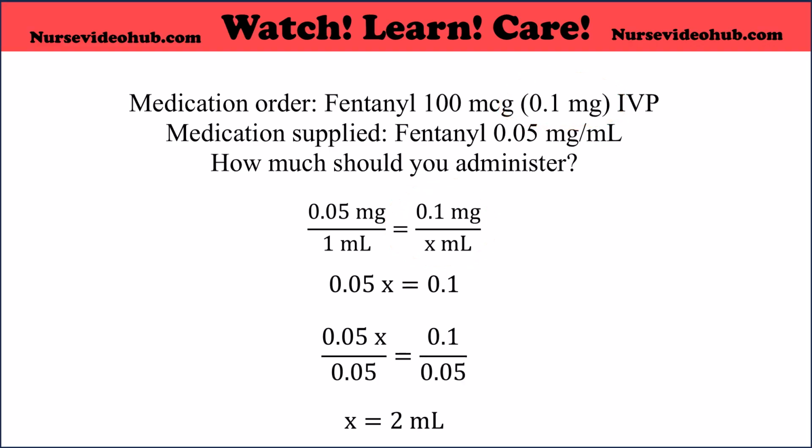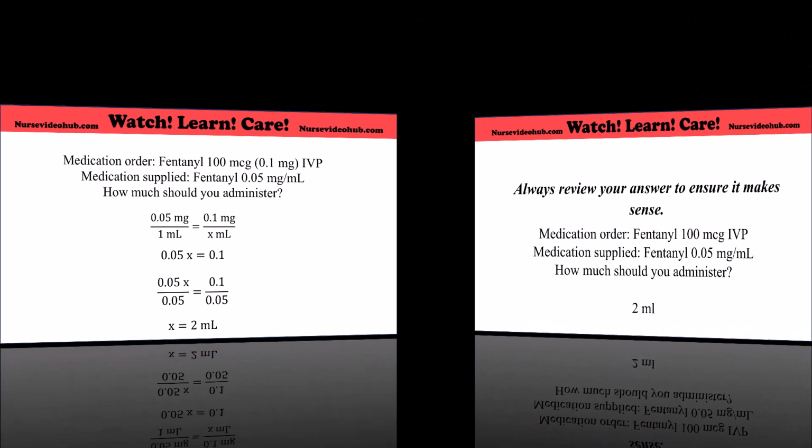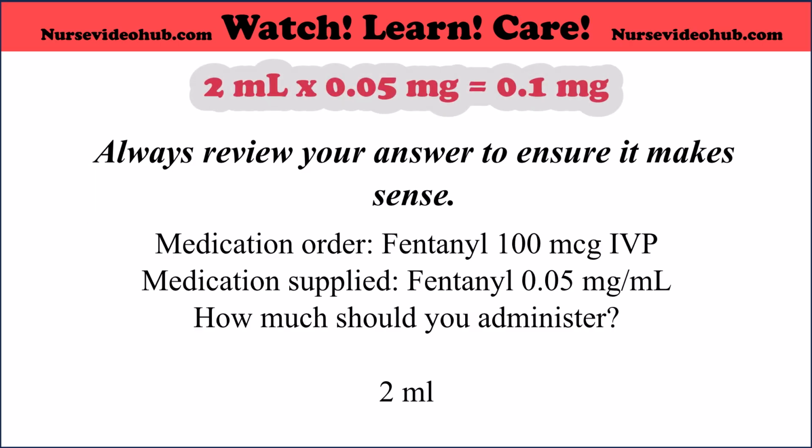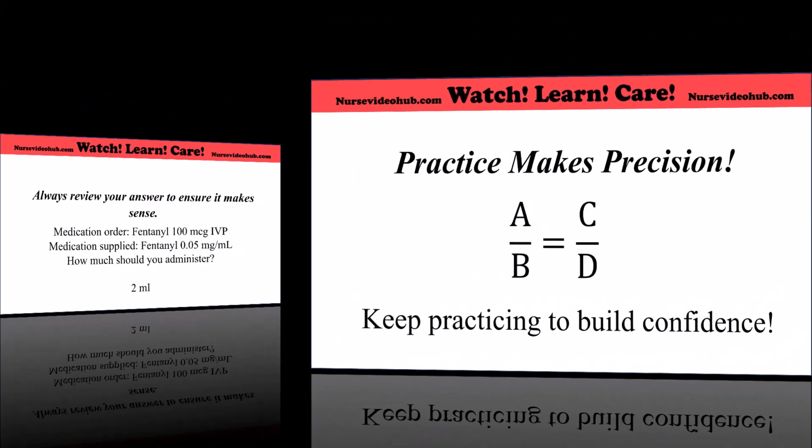Solve for the number of milliliters by cross-multiplying. 0.05 times X, 0.1 times 1, and the result is 0.05X equals 0.1. Divide both sides by 0.05 to solve for X. X equals 2. Administer 2 milliliters of fentanyl. Always review your answer to make sure it makes sense. The reverse method is to multiply 2 milliliters, the amount to be administered, by 0.05 milligrams, the concentration available, which equals 0.1 milligrams, the prescribed dose.